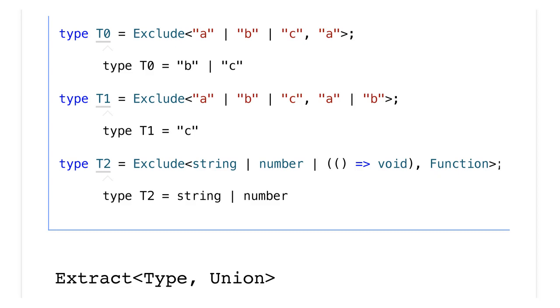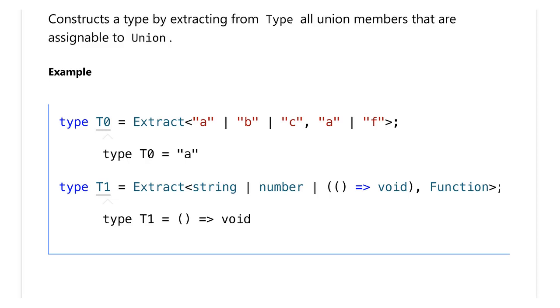Extract<Type, Union> constructs a type by extracting from Type all union members that are assignable to Union. Example: type T0 = Extract<'a' | 'b' | 'c', 'a' | 'f'>; type T0 = 'a'. type T1 = Extract<string | number | (() => void), Function>; type T1 = () => void.